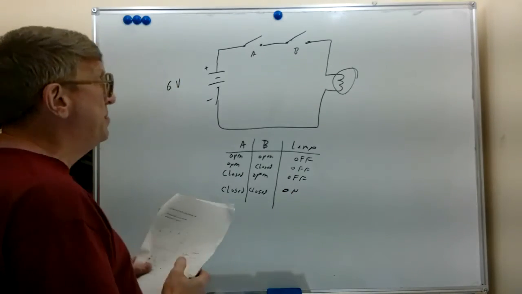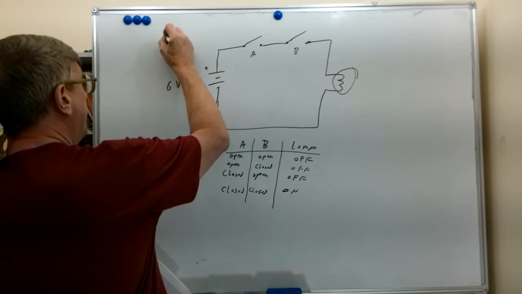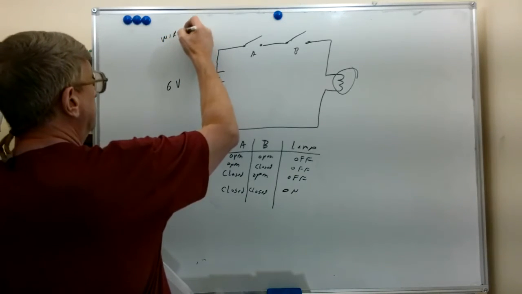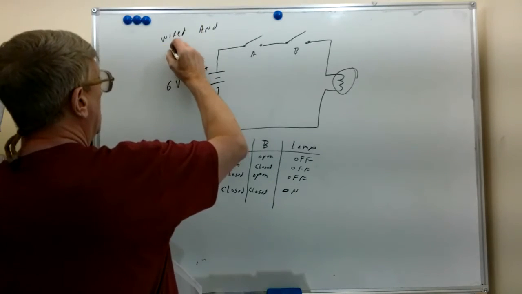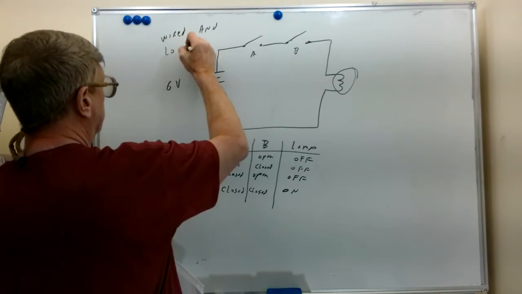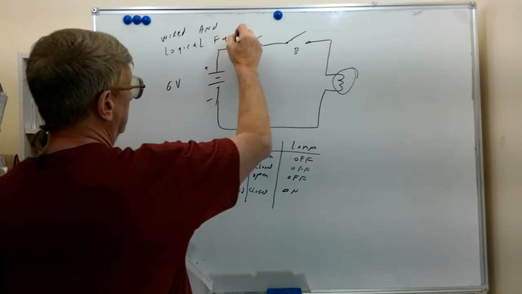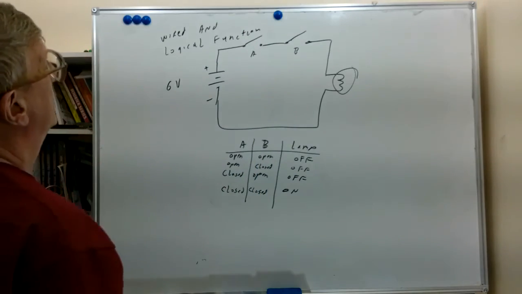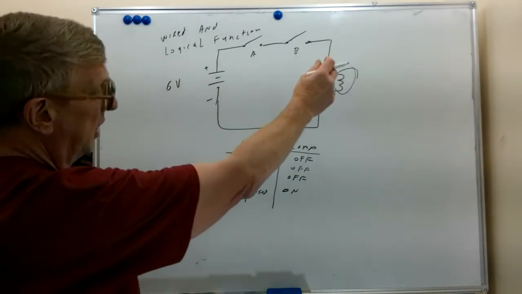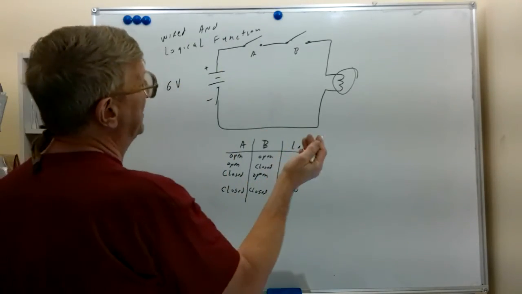This is not how we build logic gates, but this is a wired AND logical function. So this circuit will perform the AND function using a couple of switches. That's what we call it, a wired AND function.